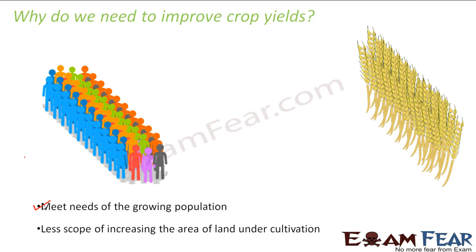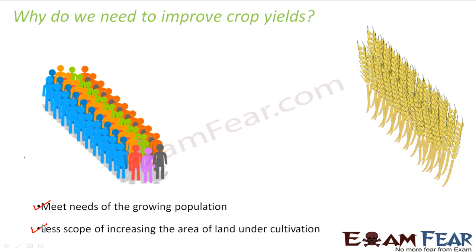So how do we do that? That is the main objective of this lesson, that how do we increase the crop production, or how do we increase the crop yield in that much area of land without increasing the area of land. What are the different ways by which we can improve our crop productivity?